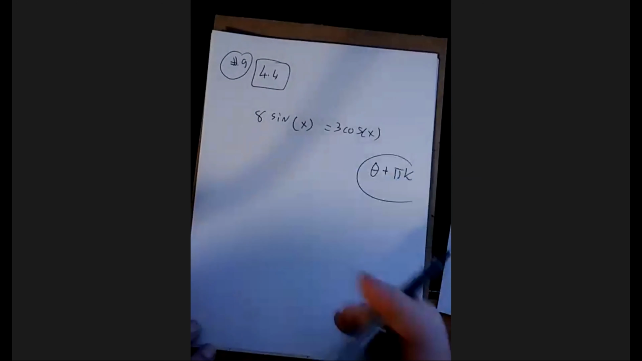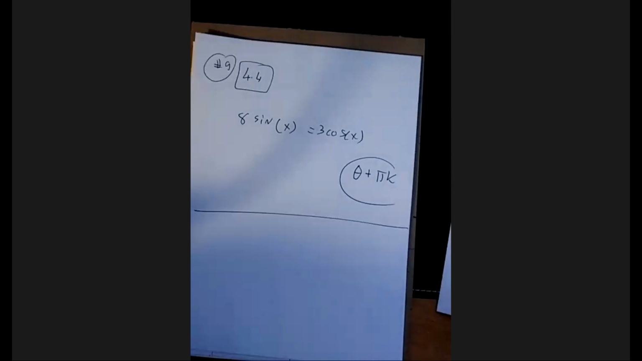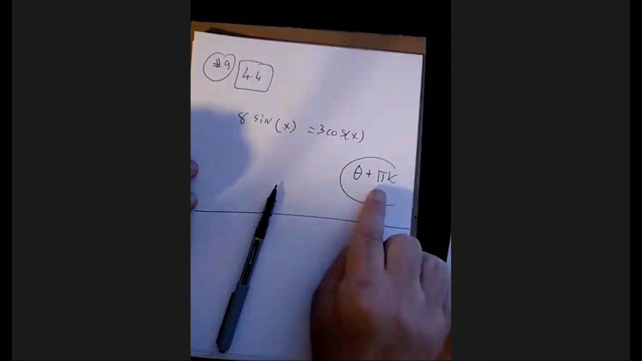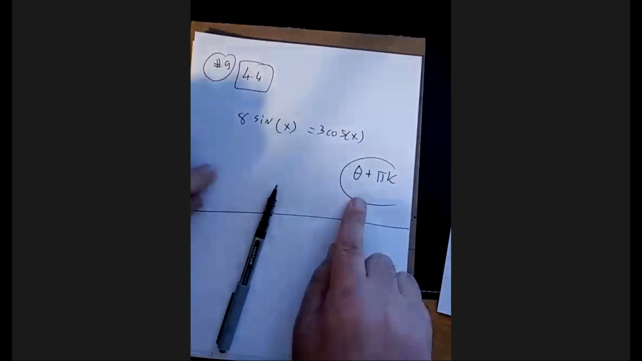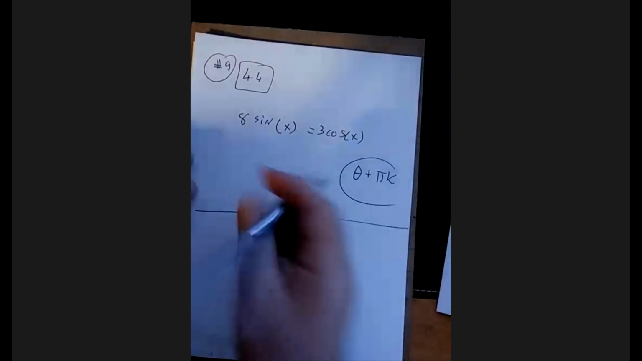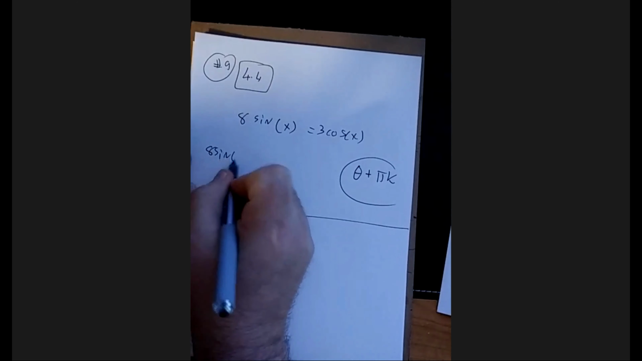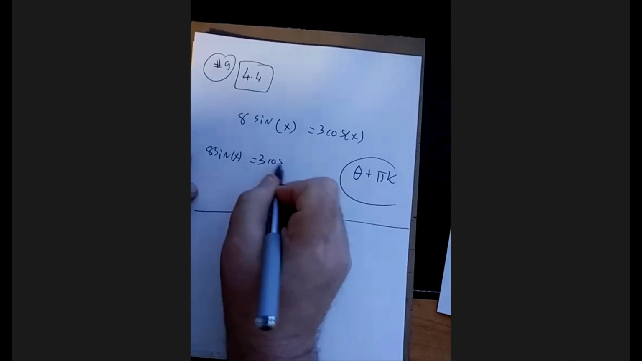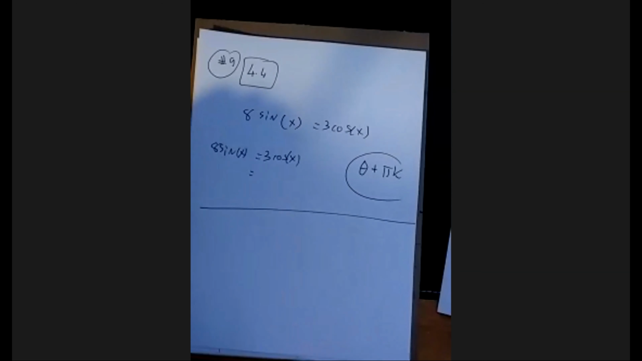Now, let me show you this question. This theta plus pi k is a bit unfortunate because the variable's called x, so it really should be called x plus pi k, but that's me just nitpicking. If I want to solve 8 sine x equals 3 cosine x, which is essentially what we've got here, I'm going to try and solve it by simply rewriting it in a format that makes more sense to me.